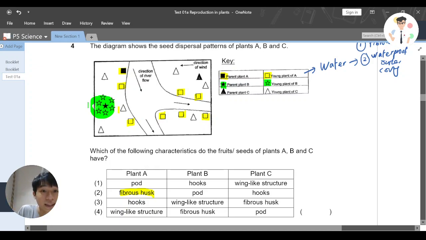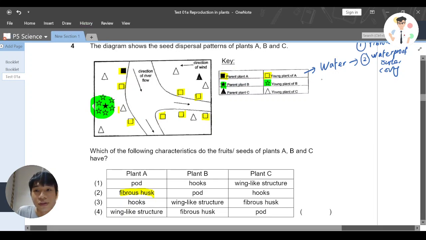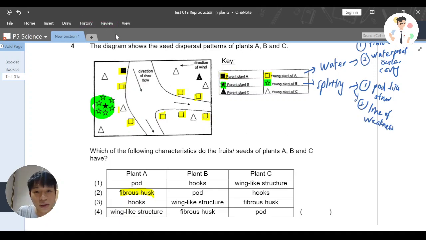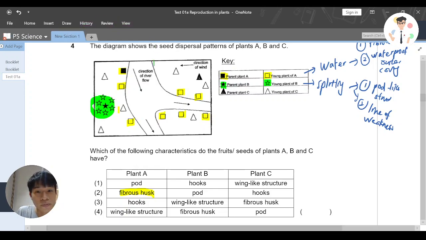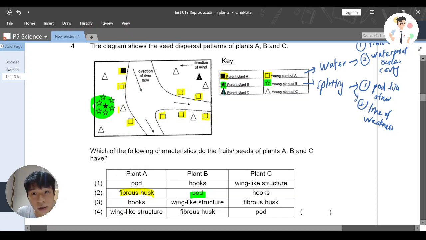So I know this is splitting. And if it's splitting, the characteristic is first, it can have a pod-like structure. Another one is a line of thickness. Okay, these are all the things we have learned in class in our notes. So what is the last one? The last one, according to here, as you can see, is a triangle.